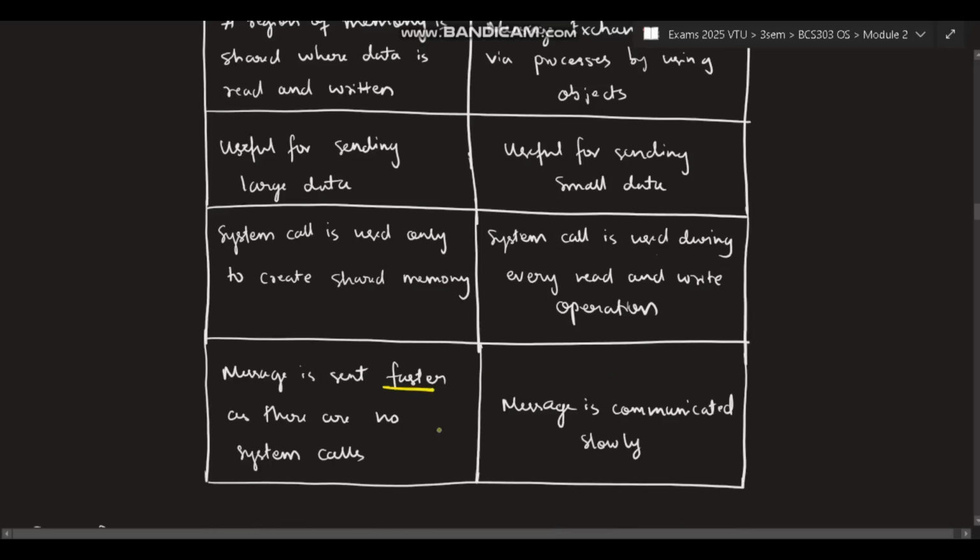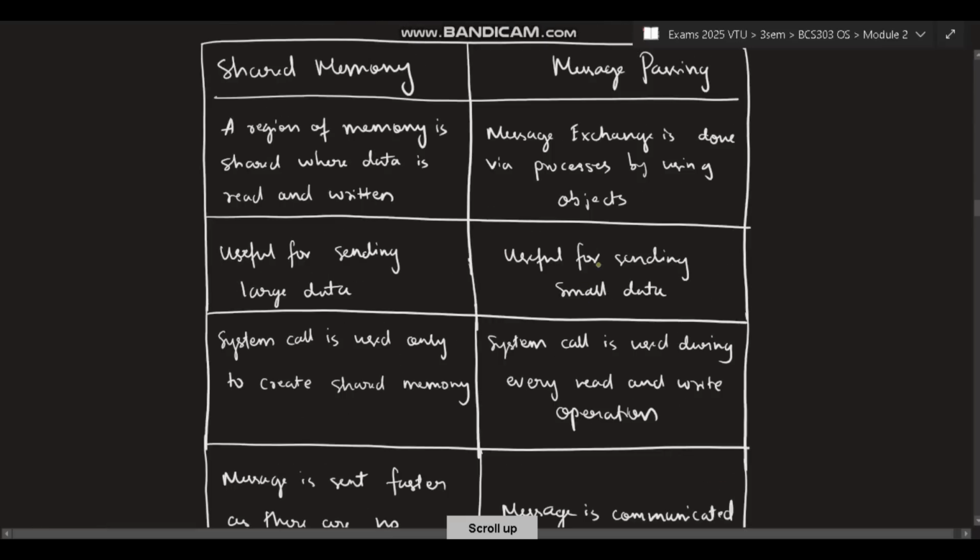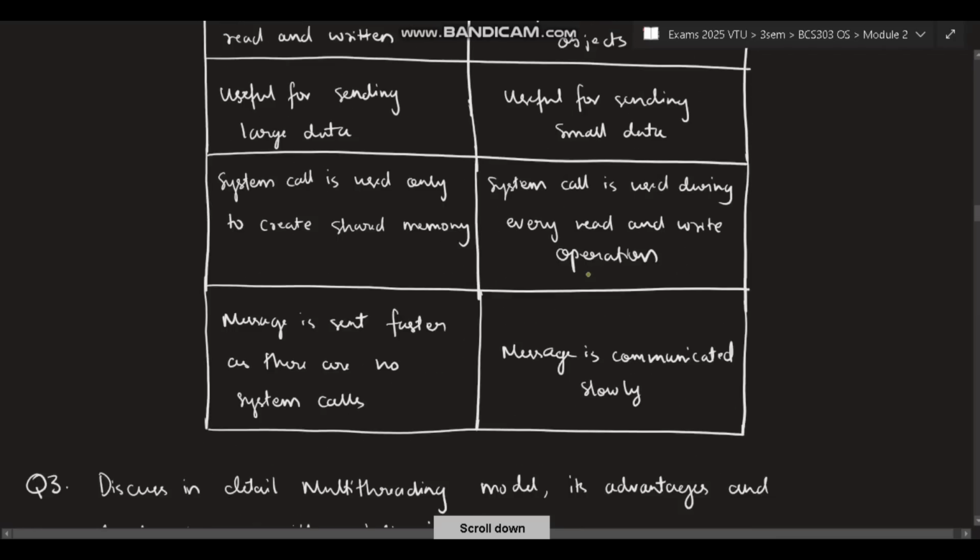In shared memory, the message is sent faster because there are no system calls. In message passing, the message is communicated slowly because each time we read or write, it calls a system call. Okay, these are the differences you need to write in an exam for shared memory and message passing.